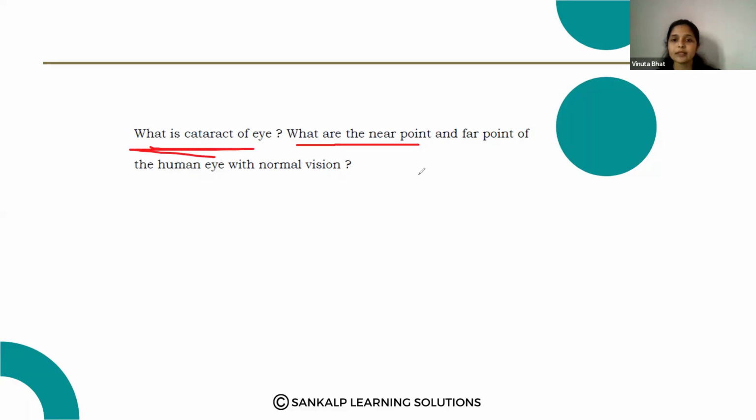What are the near point and far point? Near point is 25 centimeters and far point is infinity for the human eye with normal vision. Okay.